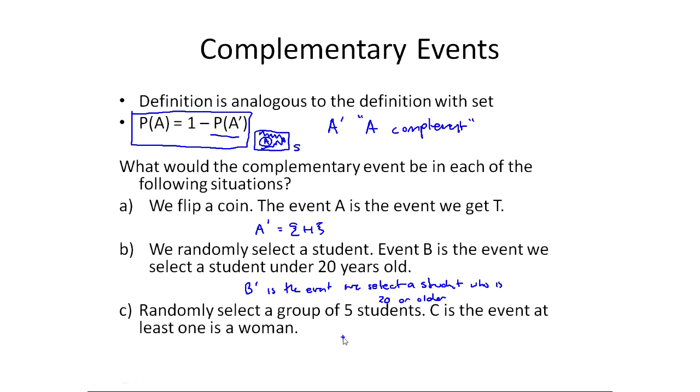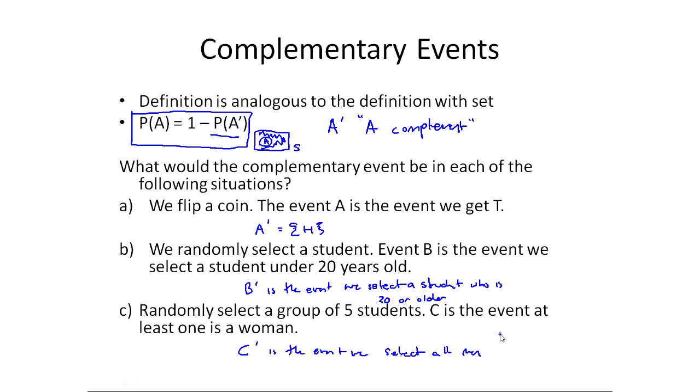Well, the other approach would be to look at C complement. So think about all the things that represent at least 1's a woman. If at least 1's a woman, either 1's a woman or 2 or 3 or 4 or 5, right? So what's left out? The possibility that you select all men. So C complement is the event we select all men. And this is where the complement is useful, approaching problems like that.